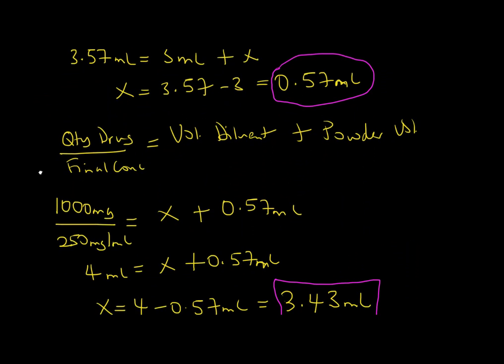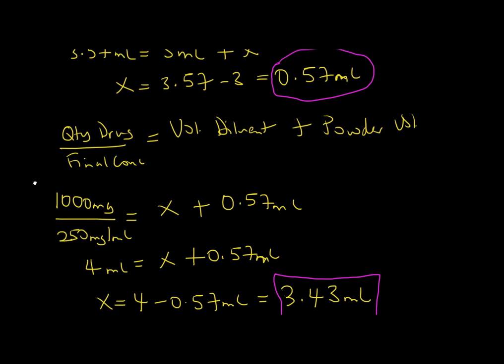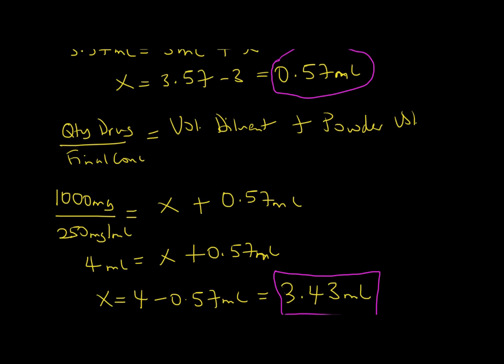Okay, so now we have the powder volume, and the powder volume for a given drug would not change. All right, so we use that information again, and this time we make use of the new final concentration, and that gives us, at the end of the day, the volume of diluent to be 3.43 milliliters.